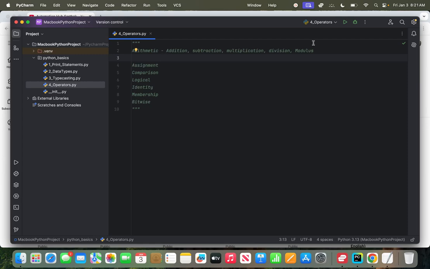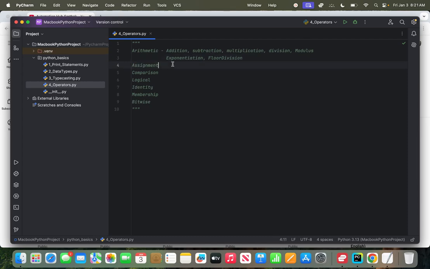We have encountered exponentiation too, but here the way of representing exponentiation is different. So I'll write here exponentiation. This one is different, and one more is floor division. This is a little different from division. So these are the two things that I'll explain more.